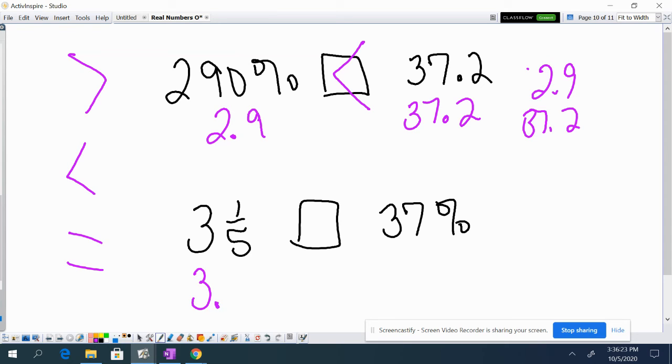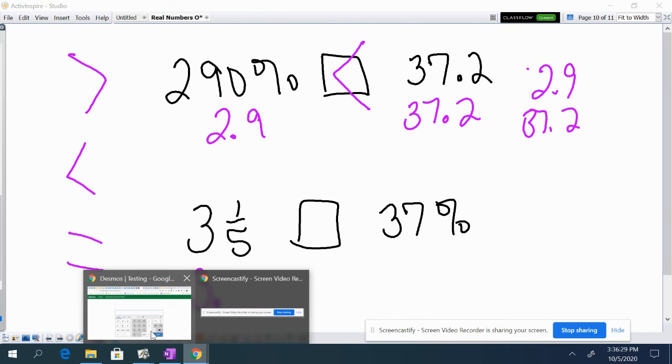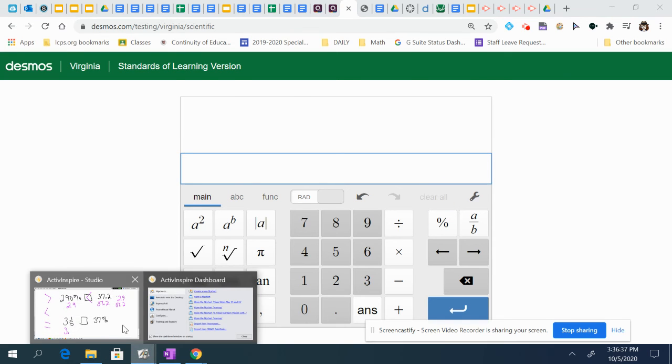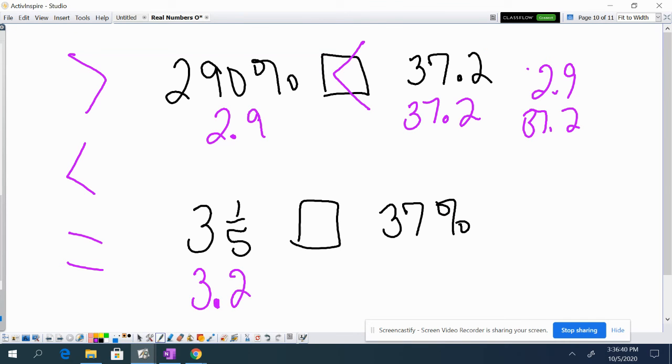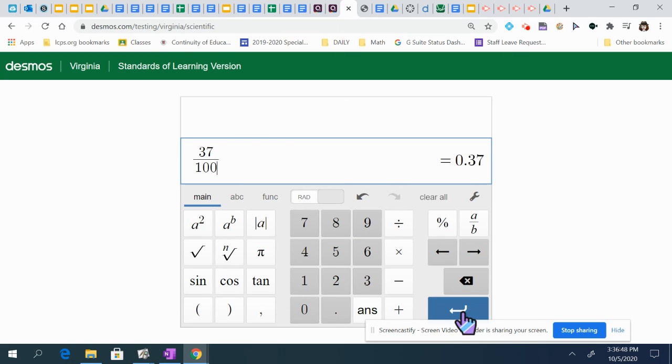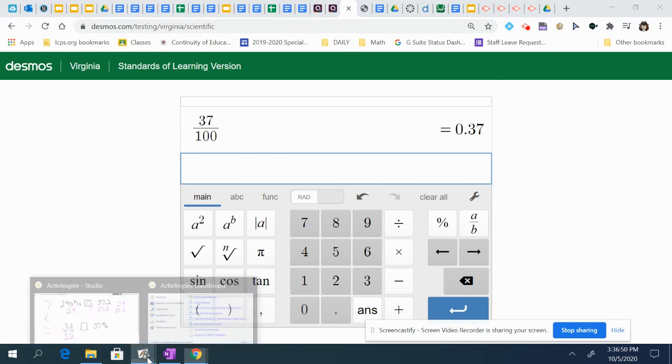Remember, a mixed number means the 0 is not there, the 3 goes there, but I still need to divide my fraction, and I get 0.2, right? So it's 3.2. I'm going to take my 37 and divide by 100, and that gives me 0.37.